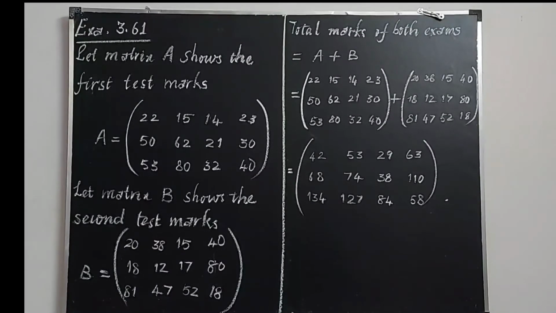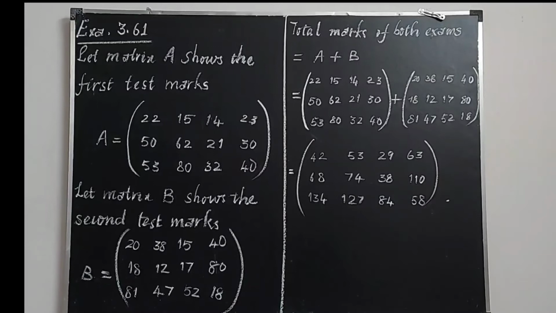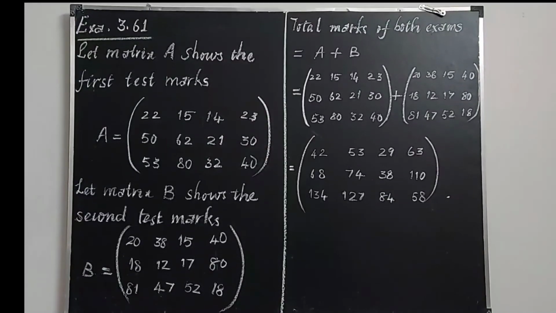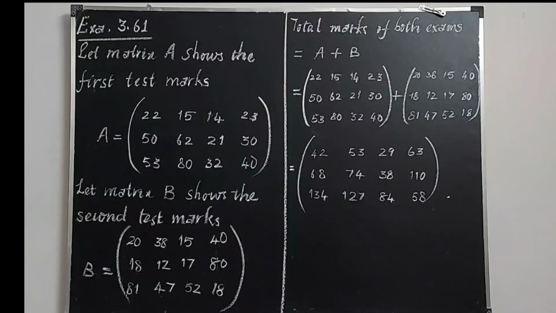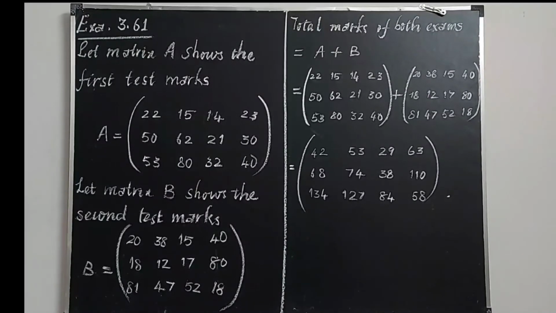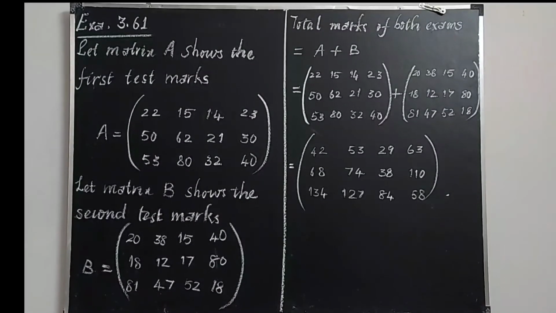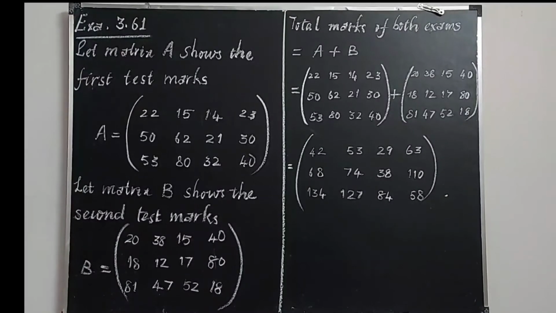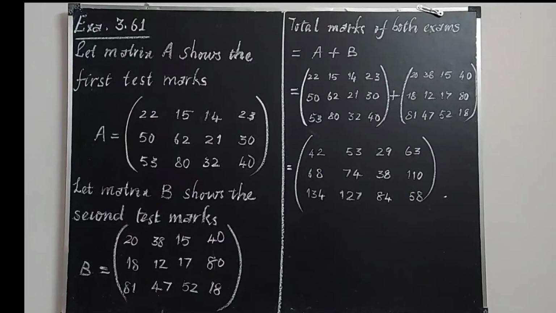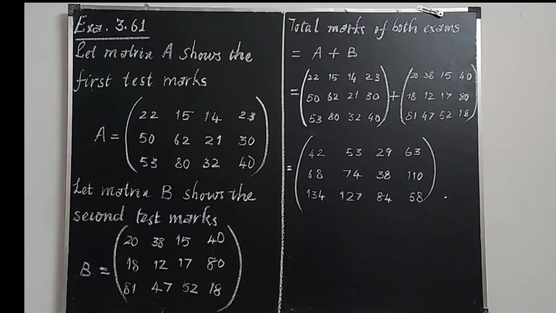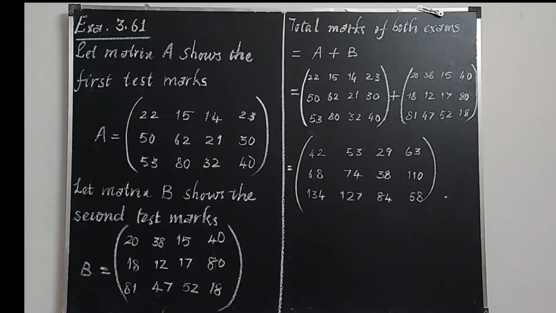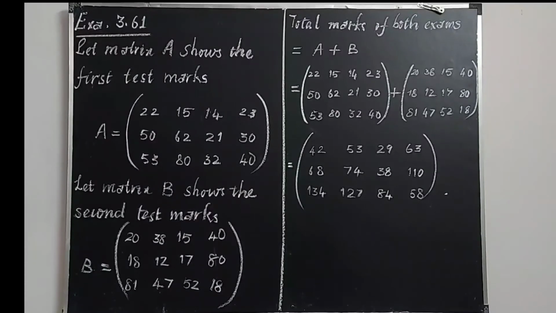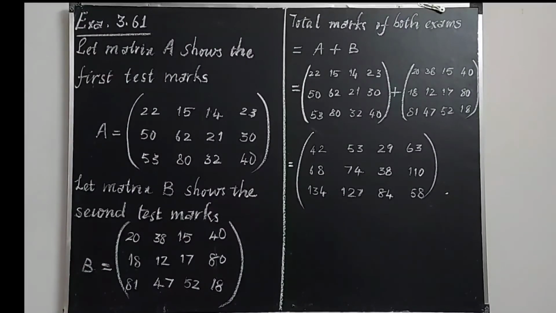The first matrix, A, shows the first test marks, and the second matrix, B, shows the second test marks. The first group is in the first row, the second group's marks are in the second row, the third group's marks are in the third row. The first column indicates Tamil marks, the second column English marks, the third column Science marks, and the fourth column Mathematics marks. We are asked to find the total marks of both the examinations for all the 3 groups.